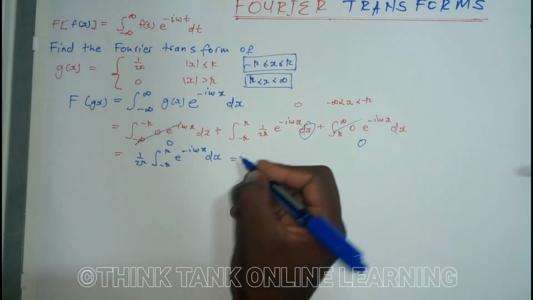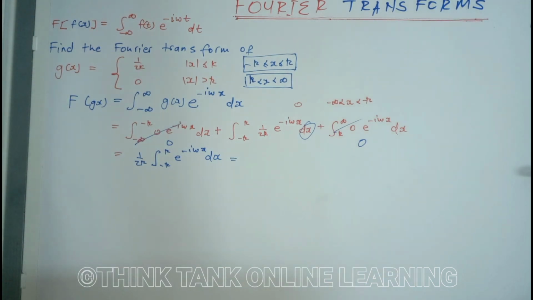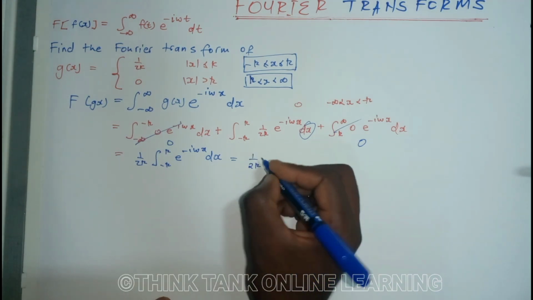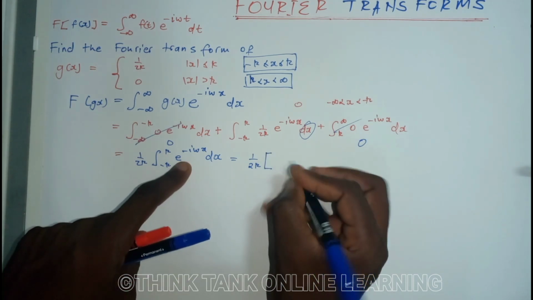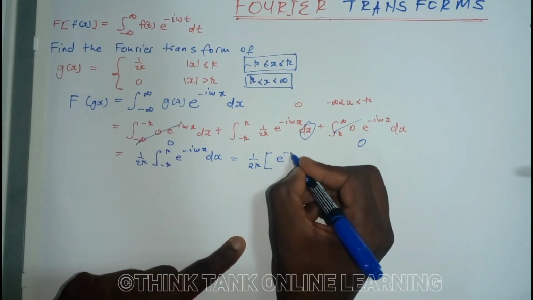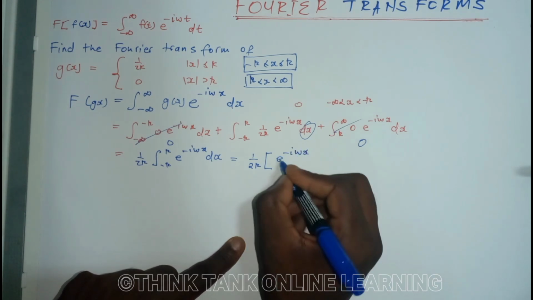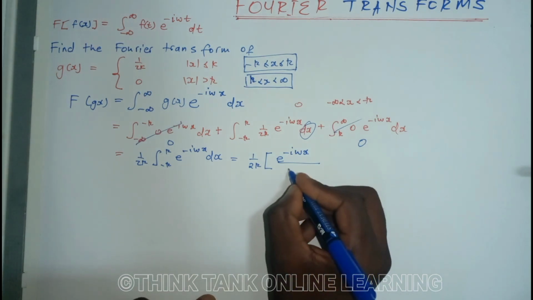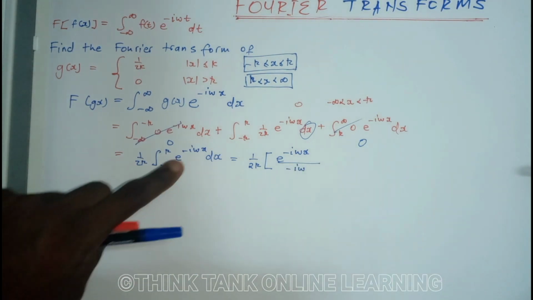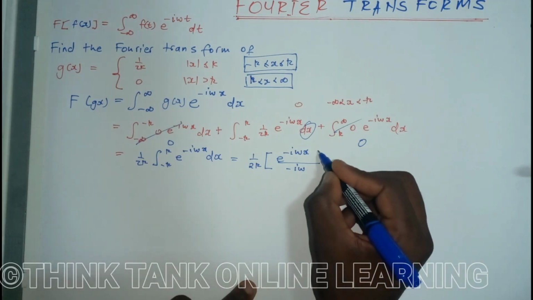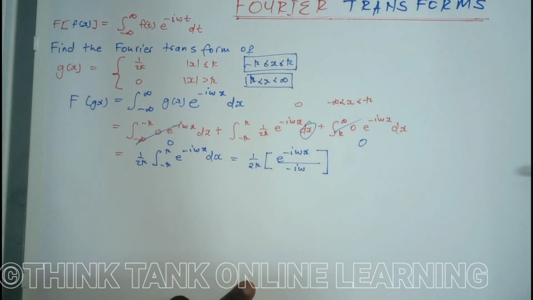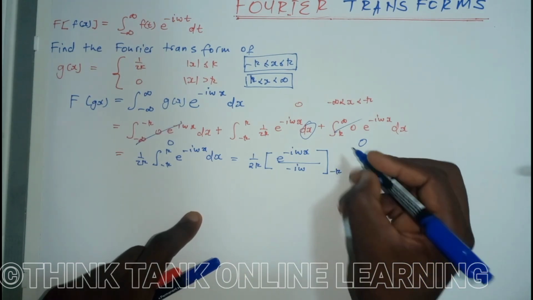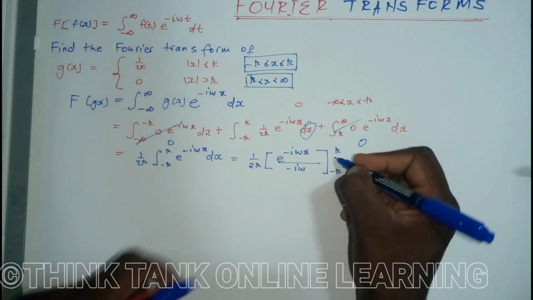Okay, so now we're integrating an exponential. What we're going to do is just divide it by the derivative of its power. So what do we have? You have 1 over 2k. 2k is not affected, it's a constant. And what about here? It's going to be e to the power negative i omega x. What is the derivative of the power with respect to x? It's going to be negative i omega. This is i, not 1, okay? And we're going to put our limits, from negative k to positive k.